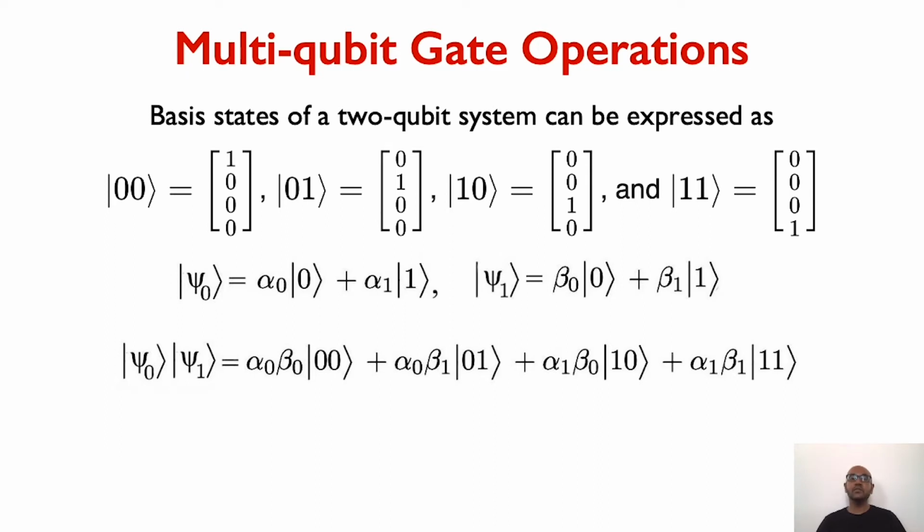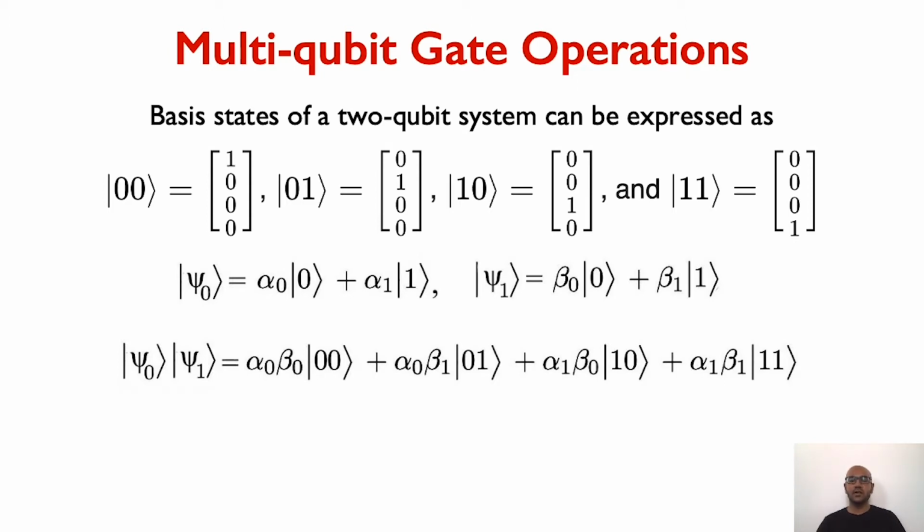The simplest multi-qubit system is obviously a 2-qubit system. In a 2-qubit system, there are 4 states: 00, 01, 10, and 11, as shown in the top row. And you can imagine how this notation can be extended to n qubits with 2 to the n states.